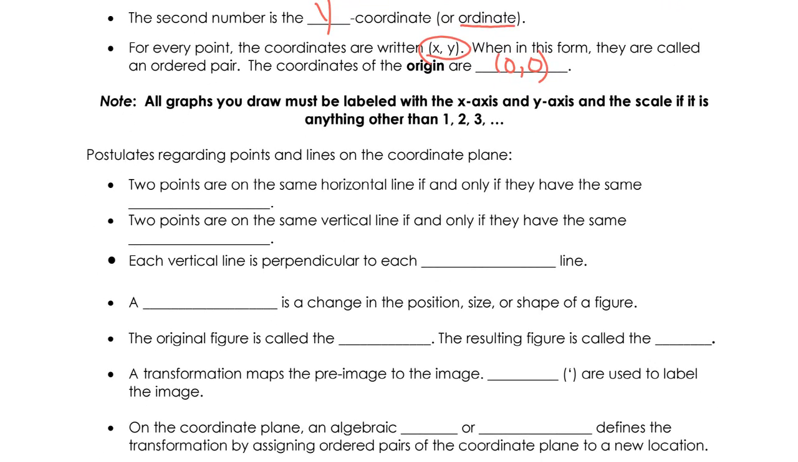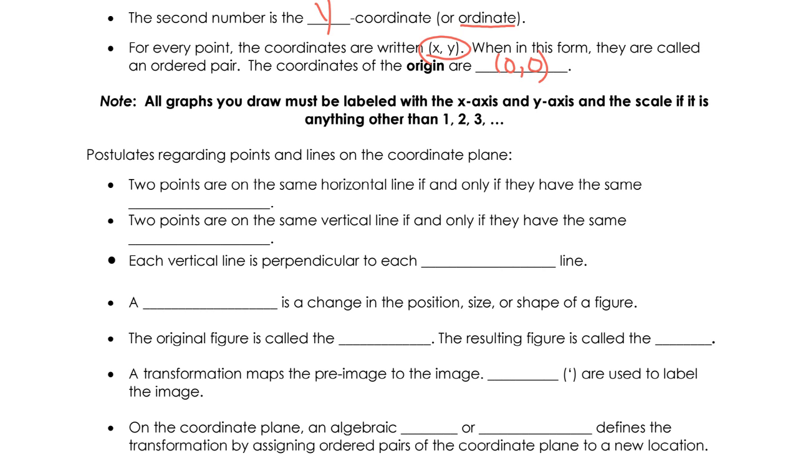All right, going down in bold here, it says all graphs you draw must be labeled with the x-axis and y-axis and the scale, if anything other than going by 1s. So if your scale is going by 2s, then you have to make sure that you write that on your graph.